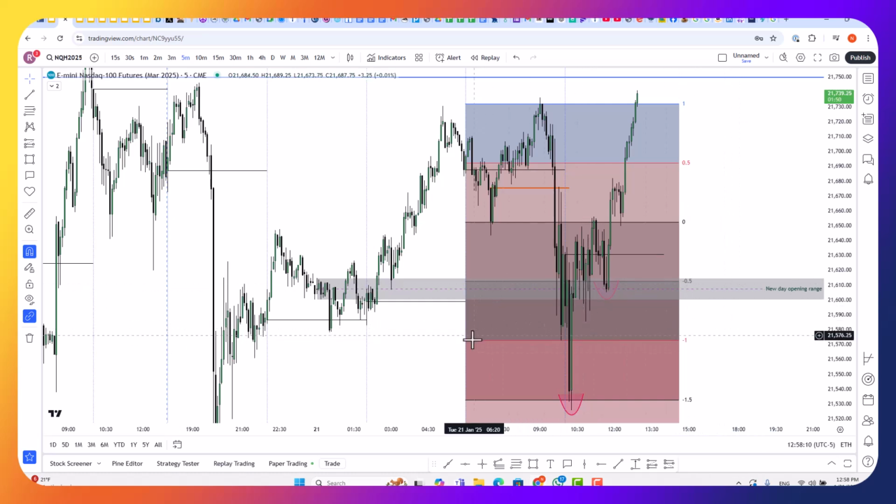Okay, so in this video you saw me execute live, and I took my profits here because I didn't want to hold to the high, even though I knew that that was the draw on liquidity. I knew there was this high and this high here. So this high is relatively higher than this one.